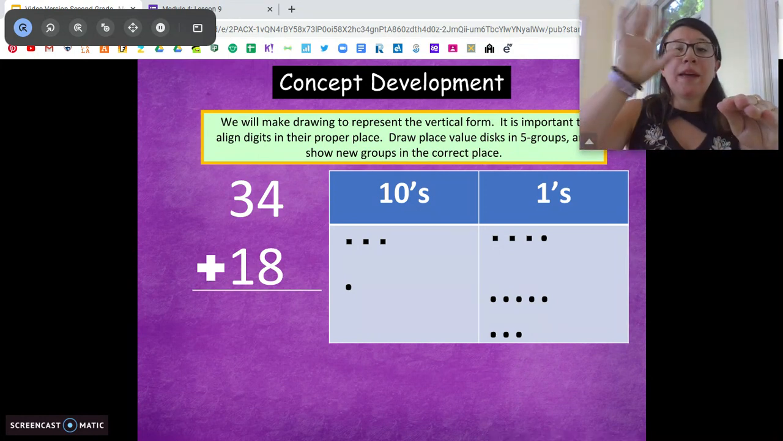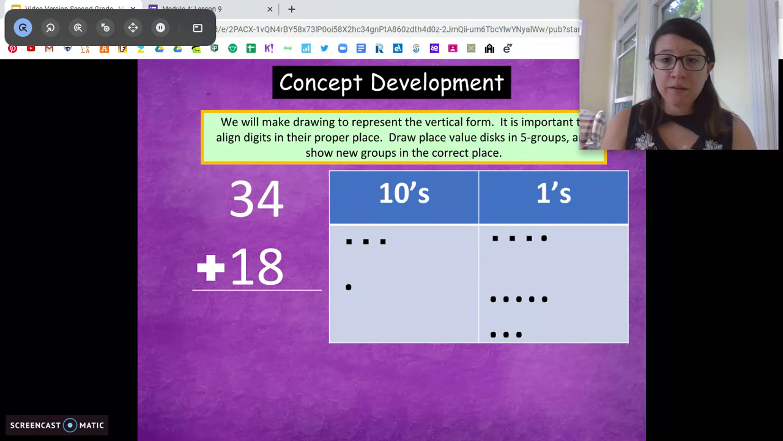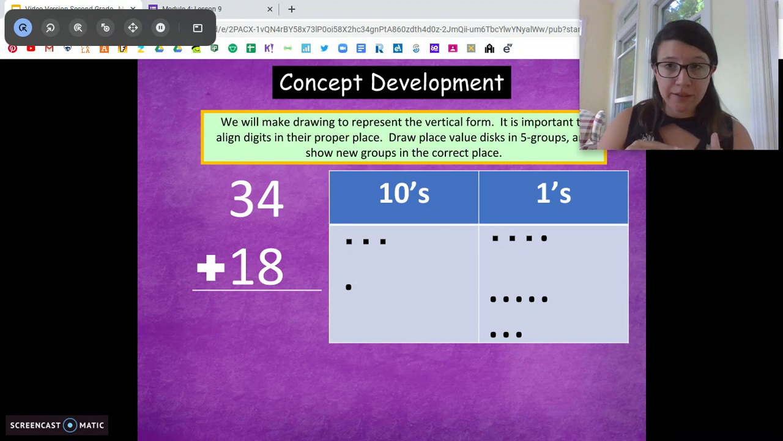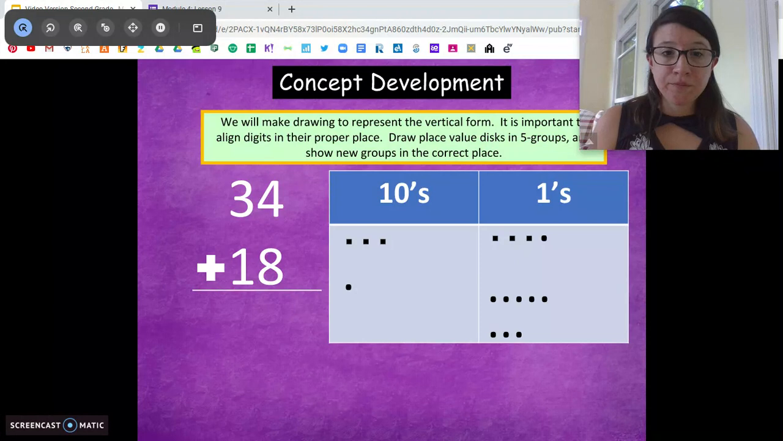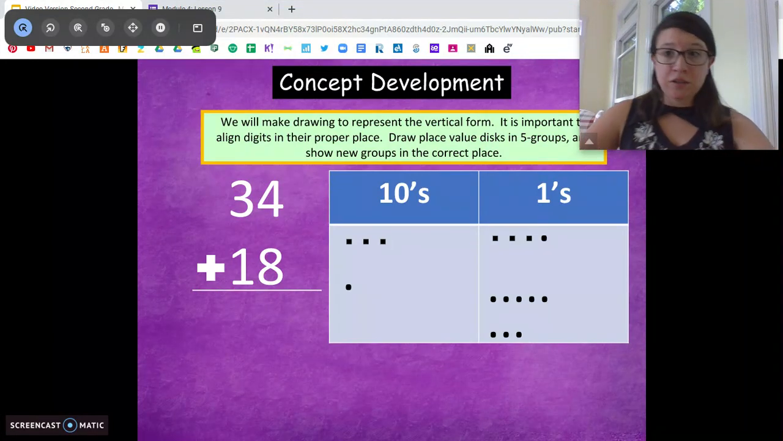So on your paper right now, I want you to pause and I want you to make this. Show me the vertical form and then make the place value chart with the dots. Okay? Show me 34 and 18 with drawings on a place value chart on your paper. Say pause and do that now. Got it? Okay, so your paper should look like this, right?